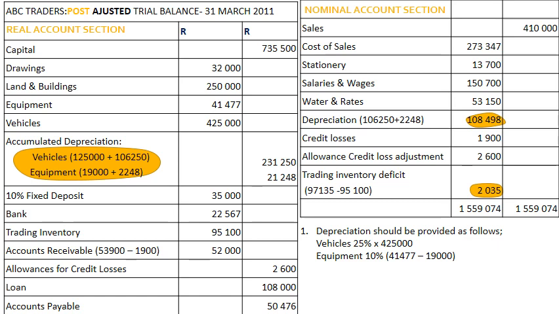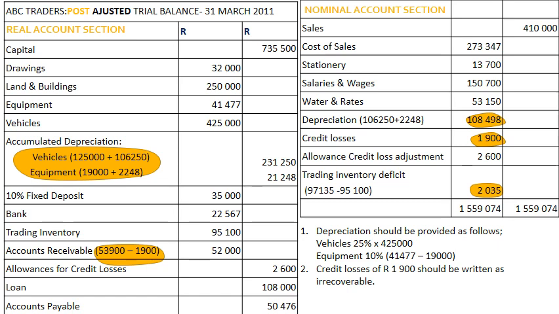The accounts receivable will change because we are to provide for credit losses of 1,900, which must be written off as irrecoverable. We will therefore deduct it to arrive at the debtors of 52,000. Then under the nominal account section, we will reflect it as a credit loss expense, the amount 1,900.